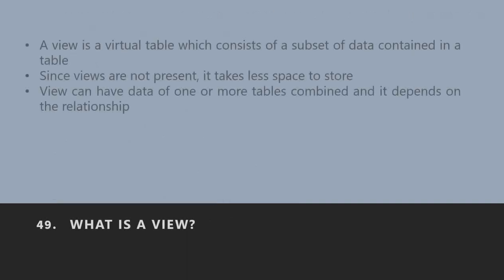What is a view? A view is a virtual table which consists of a subset of data contained in a table. Since views are not present physically, it takes less space to store. A view can have data of one or more tables combined, and it depends on the relationship.